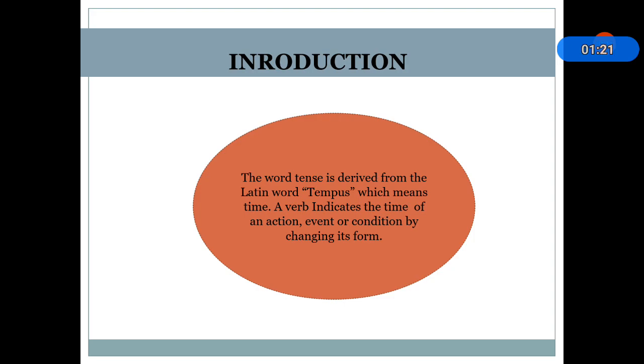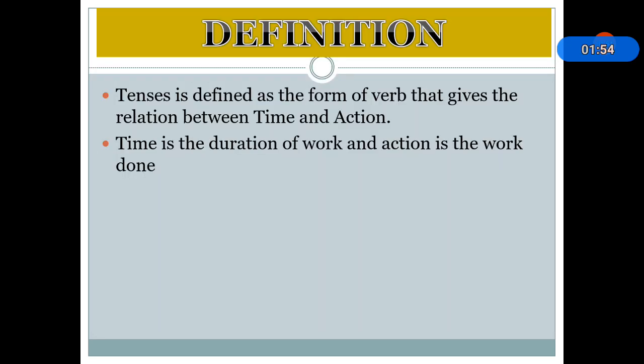The word tense is derived from a Latin word tempus, which means time. A verb indicates the time of an action, event, or condition by changing its form. And you are all aware of the three forms of verbs. For example, do, did, done, eat, ate, eaten, etc.